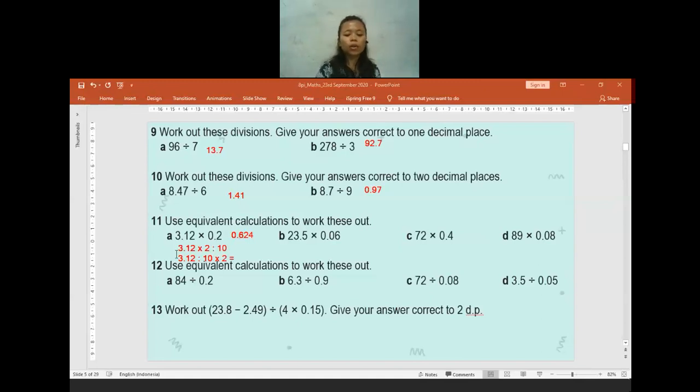When we divide the number by 10, it means the number will have more decimal places. So it will be 0.312 and then you times it by 2. That's why the correct answer will be 0.624.